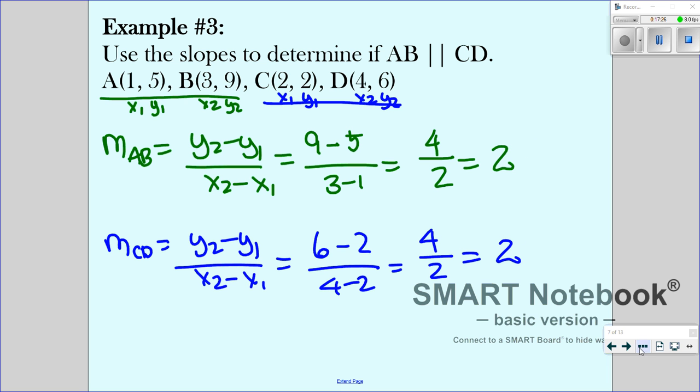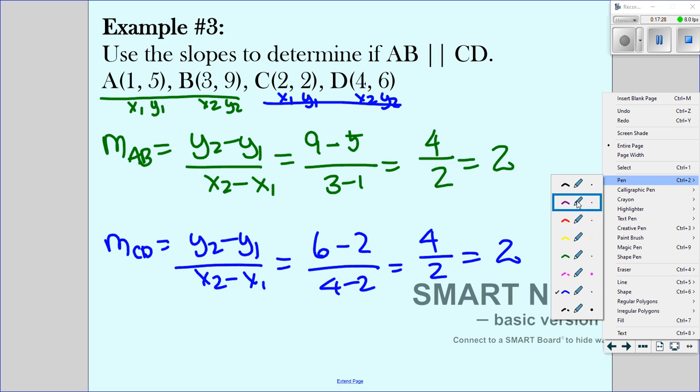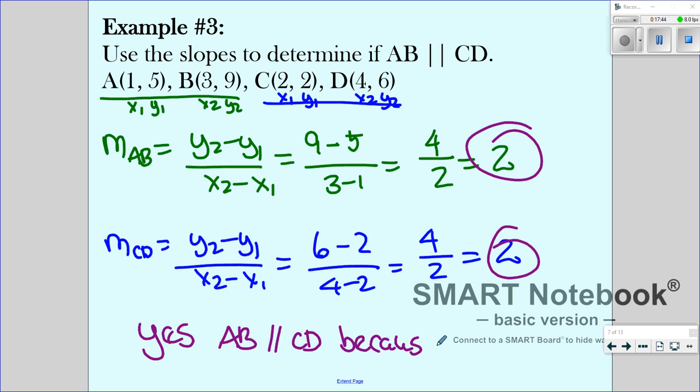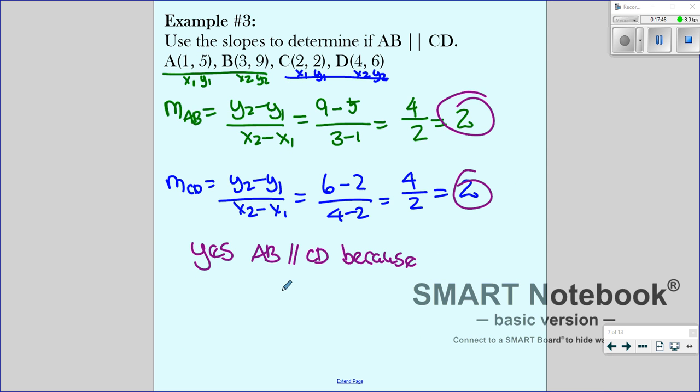Look what I see. And let me put this in purple. This is 2. This is 2. So, yes, AB is parallel to CD because same slope. Same slope of 2. There you go. That's how you prove if something is perpendicular or parallel based on their slopes.